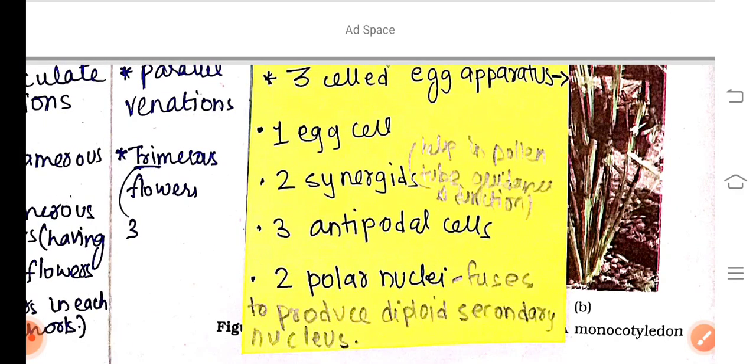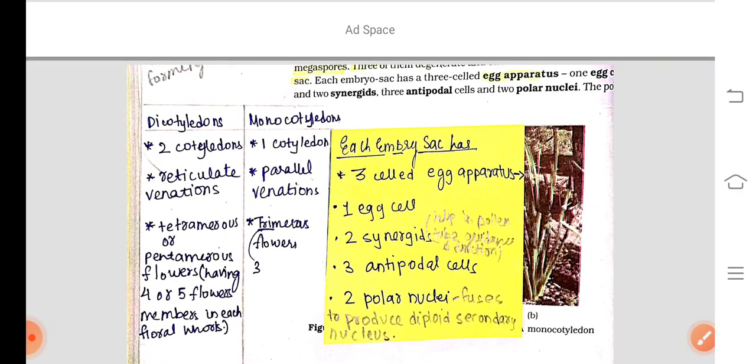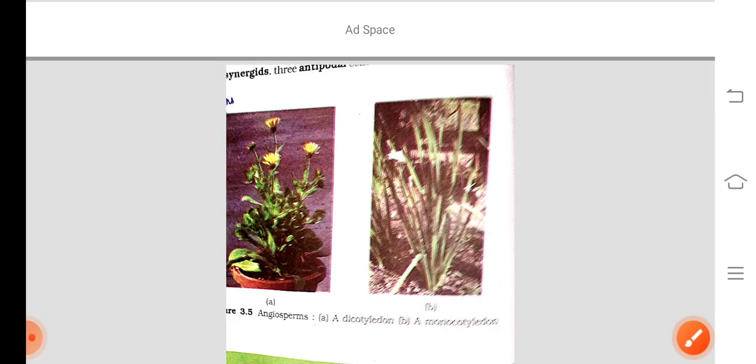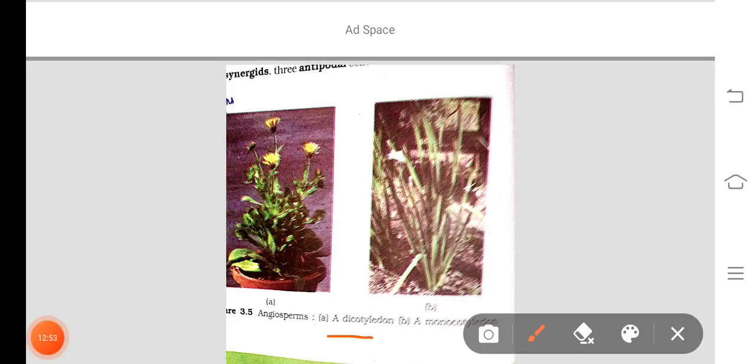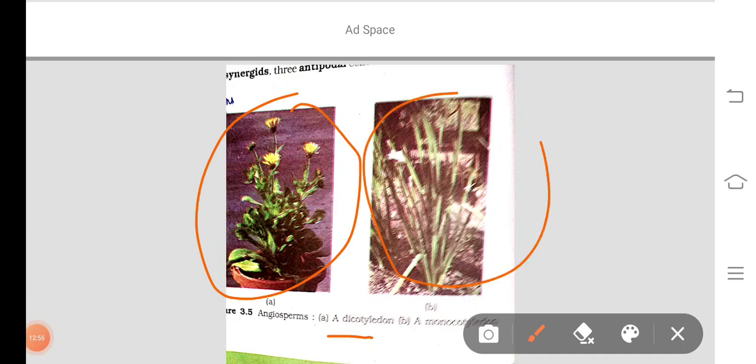Now one thing I forgot: behind this sticky note there are two images. So these are the two images of dicotyledon and monocotyledon.